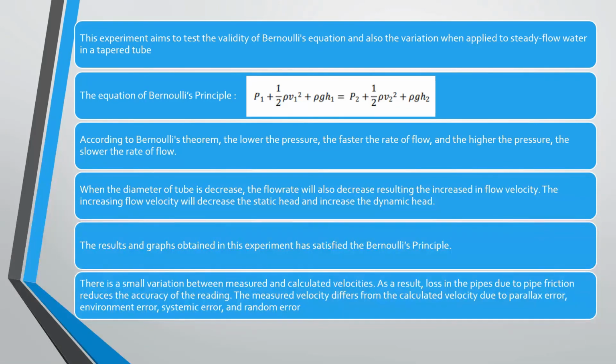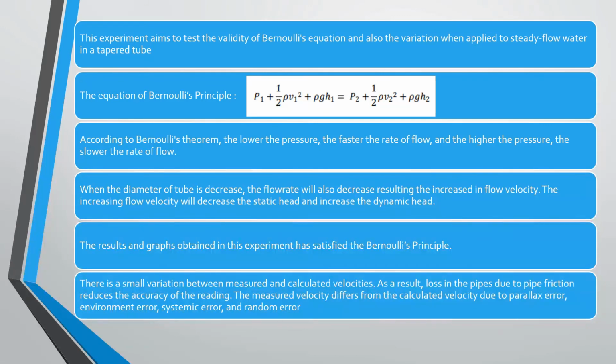These experiments apply the equation of Bernoulli's principle, which is P1 plus 1 over 2 rho V1 squared plus rho g h1 equal to P2 plus 1 over 2 rho V2 squared plus rho g h2, where this equation relates the pressure, velocity, and height of any 2 points, which are point 1 and point 2, in steady streamline flowing fluid. This equation relates to the conservation of energy principle appropriate for flowing fluid.